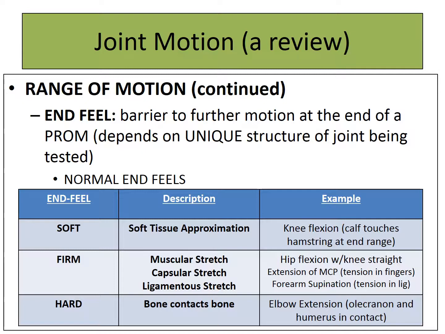And an example of a hard end feel that's normal, so that's when you have bone on bone contact, would be if you were to do elbow extension, and that's with the olecranon meeting up with the humerus. So that's a hard end feel. We will also practice these when we get into lab, but this gives you a good understanding of 3 different types of end feel, all of which can be normal.